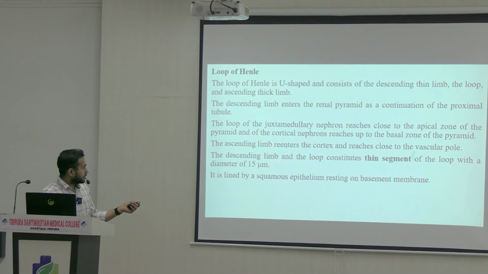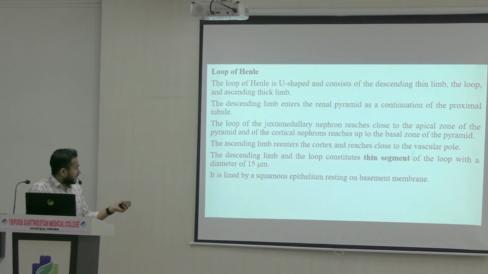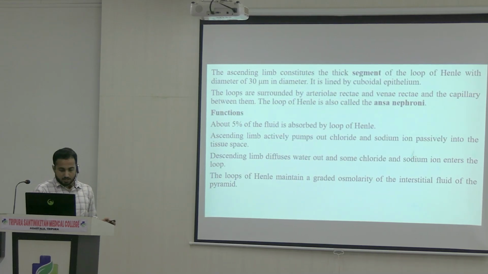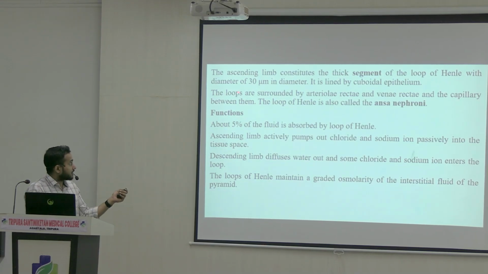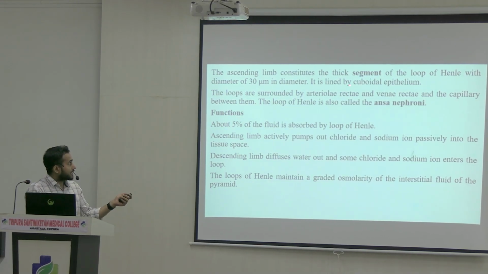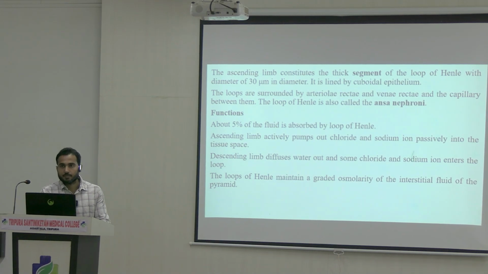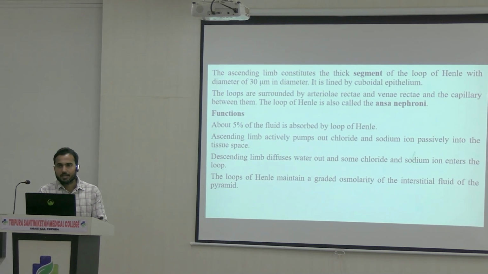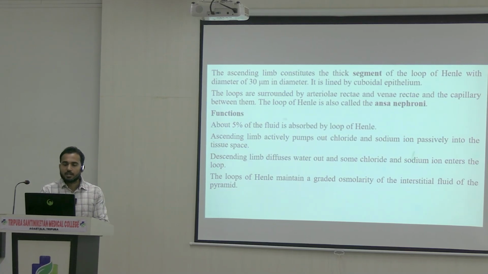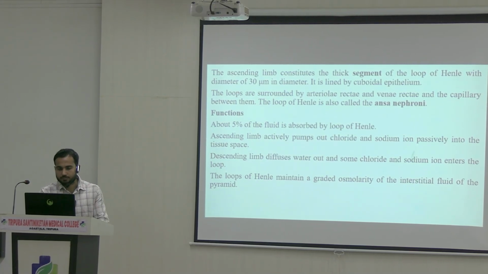Now the descending limb of the loop constitutes the thin segment where the diameter is only 15 micrometer. Okay, and the thin segment is lined by simple squamous epithelium. Next, the ascending limb makes the thick segment where the diameter is 30 micrometer, and here you can see it is lined by cuboidal epithelium. Okay, so the thin segment is lined by which epithelium? Squamous epithelium, and the thick segment diameter is double and it is lined by cuboidal epithelium.